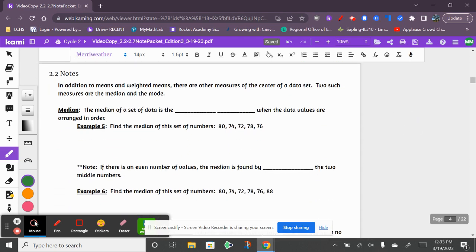In addition to means and weighted means, there are other measures of center that we use for data. Two such measures are the median and the mode. So we're going to go into what both of those are.